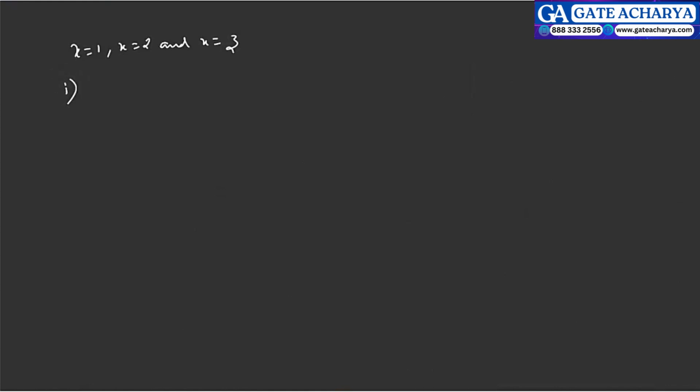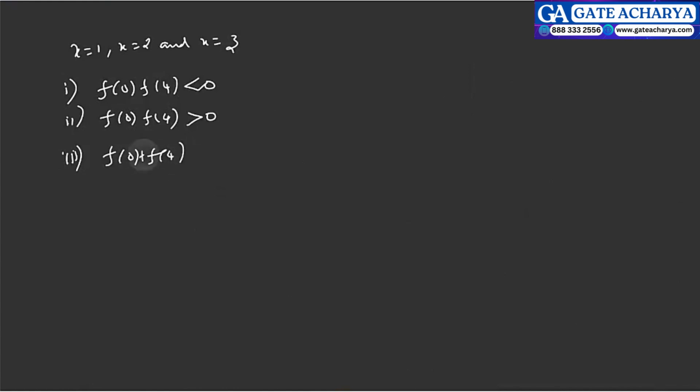The first option: f of 0 times f of 4 is less than 0. Second: f of 0 times f of 4 is greater than 0. Third: f of 0 plus f of 4 is greater than 0. And fourth: f of 0 plus f of 4 is less than 0. Which one is correct? First understand the question, then choose which option is correct.